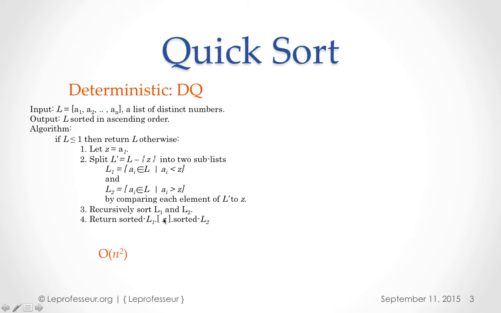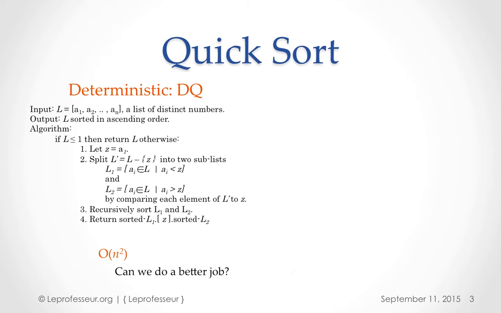Good. So order of n square is very expensive in terms of running time. Can we do a better job here? What do you think, where can we do some magic? Think about it for a second.